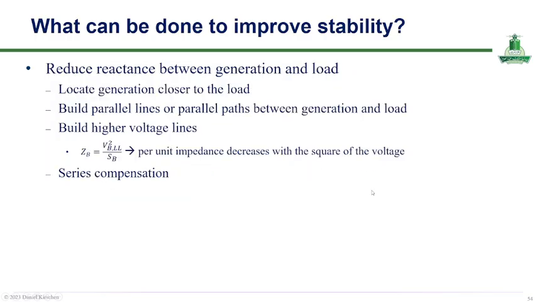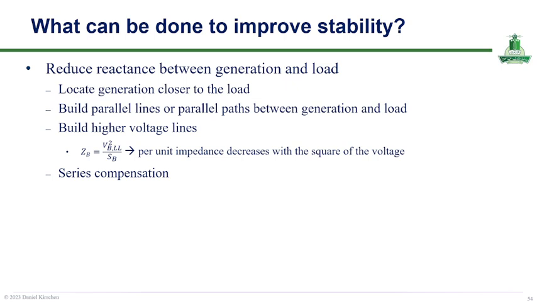Okay, this slide explains that reducing the reactance between generation and load is an effective way to improve transient stability. Lower reactance increases the maximum transferable electrical power and strengthens the connection between generators and the network. This can be achieved by locating generation closer to load centers, constructing parallel transmission lines or additional transmission paths, and using higher voltage transmission lines.